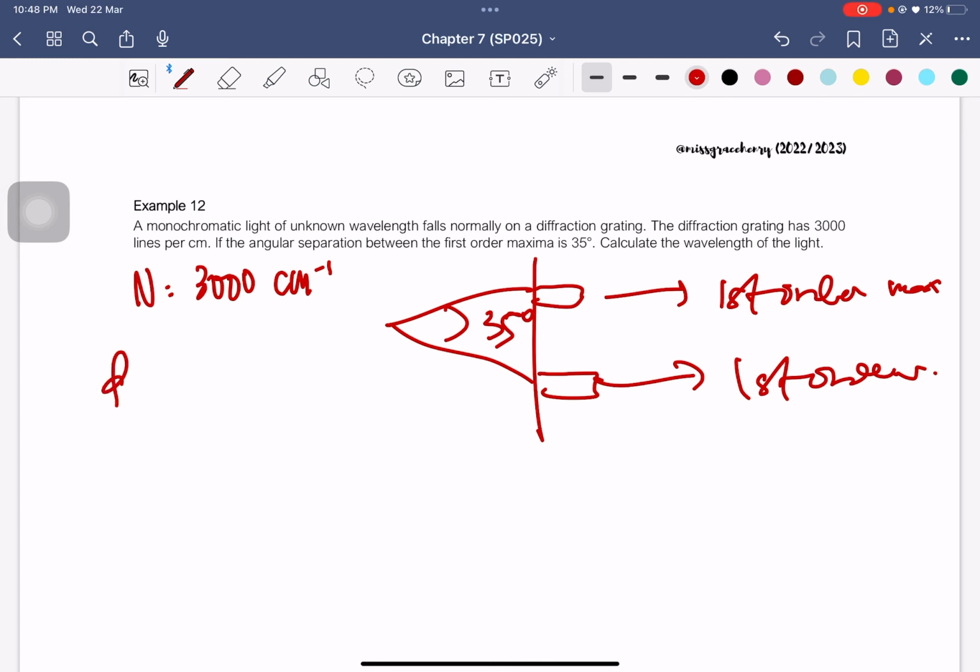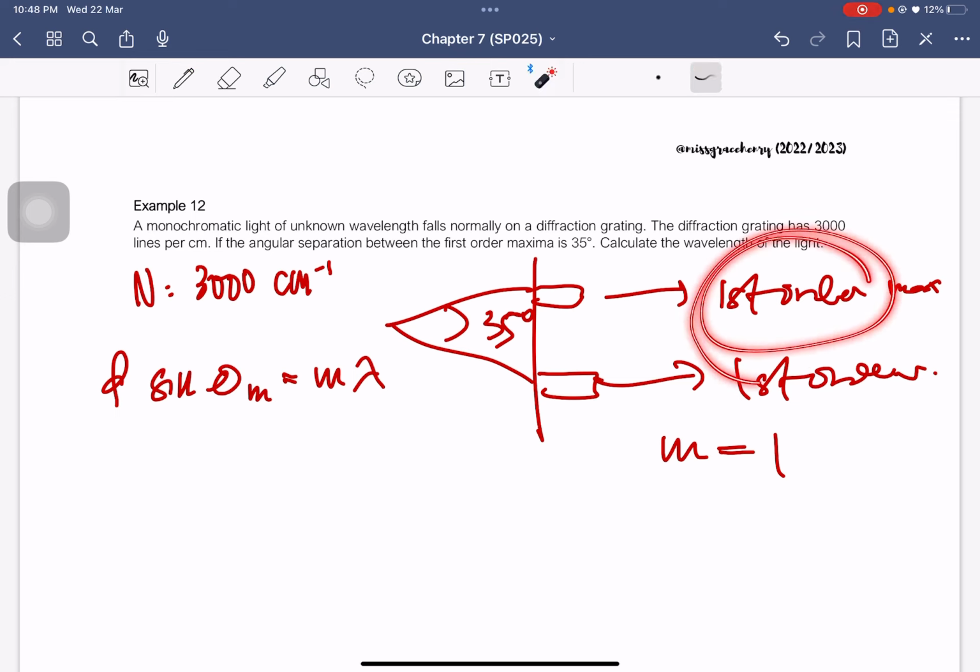So we can use the formula d sine theta m equal to m lambda. So what is the value of m? m is going to be equal to 1 because they said first order. If they said zeroth order or central, then we would use 0. But now they ask for first order. So m is equal to 1.